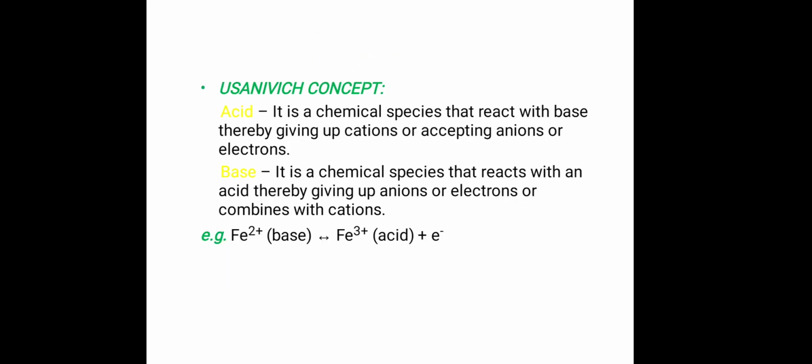Finally, the Usanovich concept in the year 1938. According to the Usanovich concept, an acid is a chemical species that reacts with a base, thereby giving up cations or accepting anions or electrons. A base is a chemical species that reacts with an acid, thereby giving up anions or electrons or combining with cations. Here I explain a simple example: Fe2 plus is a base, Fe3 plus is an acid.